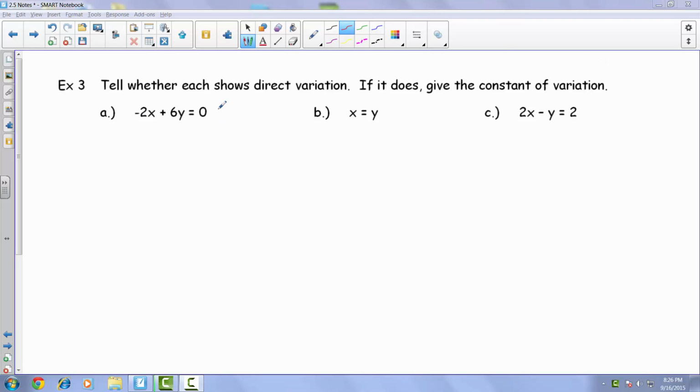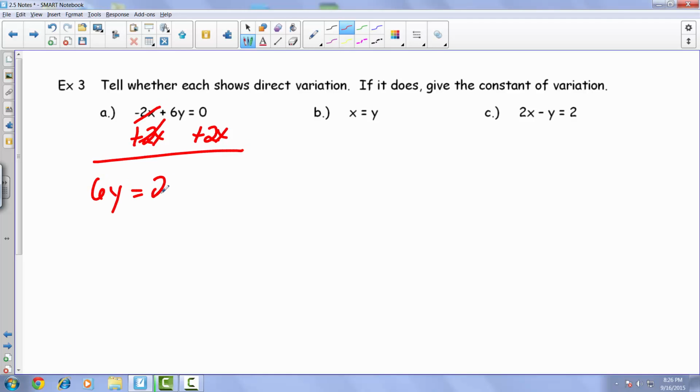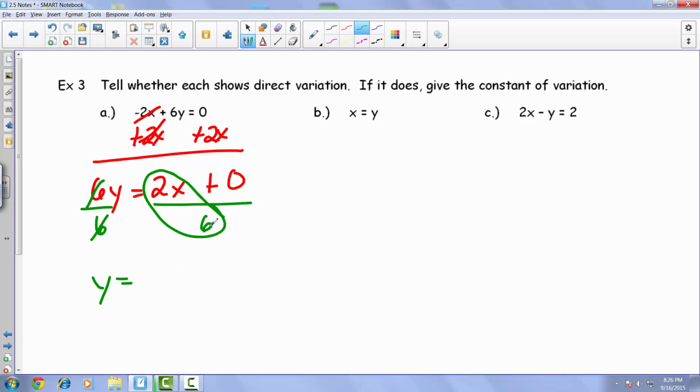Right now, just looking at A, we have that item in standard form. So let's go ahead and convert that to our slope-intercept form that we're so familiar with. We would first add 2x to both sides, leaving us with 6y is equal to 2x plus 0. Next, we want y all by itself, so we would divide both sides by 6. So then y is equal to 1/3 x when you simplify that, plus 0 divided by 6 is 0.